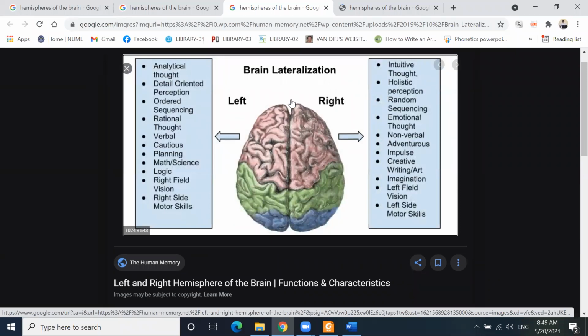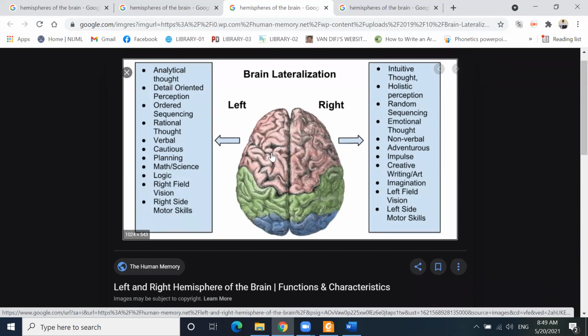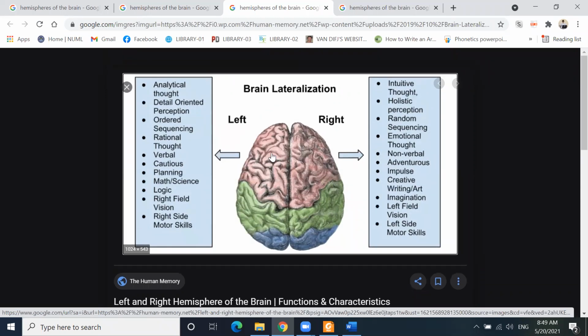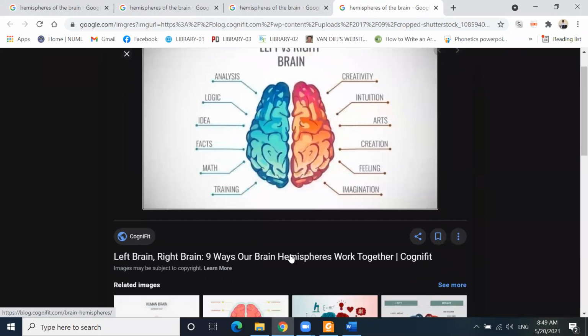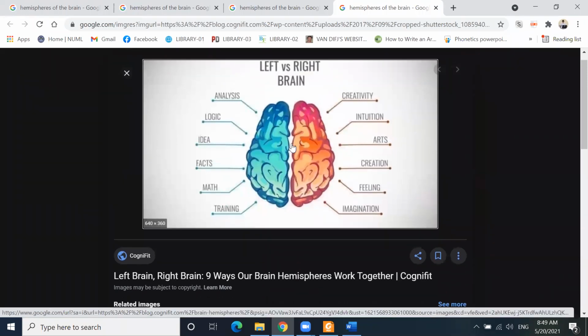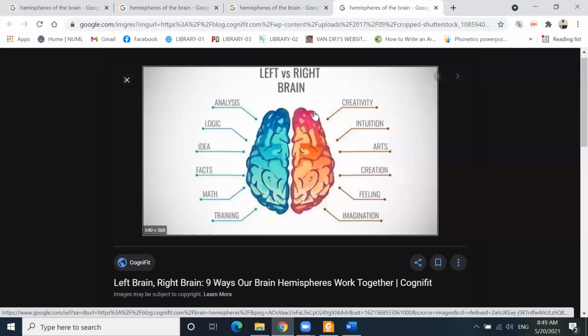The brain can be divided into two parts, the right one and the left one. This is what we call brain lateralization. Now, this left side is called the left hemisphere, while this right side is called the right hemisphere. So the brain is basically divided into two hemispheres. This is a kind of general discussion about the brain and the functions of the brain.